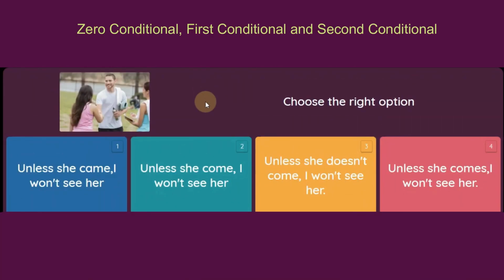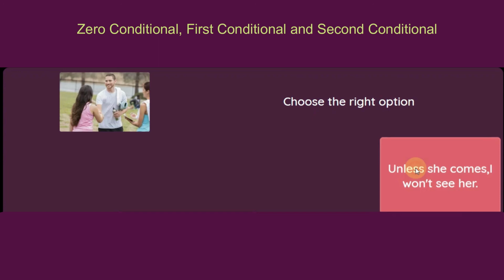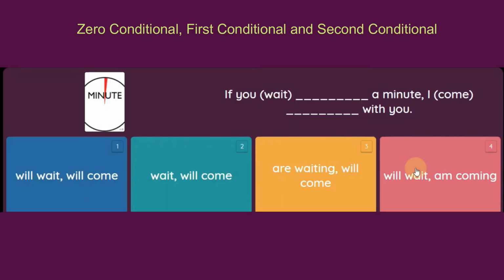Let's try to answer the questions. Question number 1. Choose the right option. We can use unless in first and second conditional sentences. It means the same as if not. So, the correct answer is... Question number 2. If you a minute, I with you. What do you think the answer is?